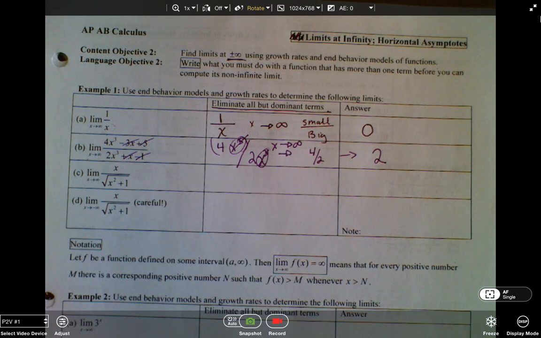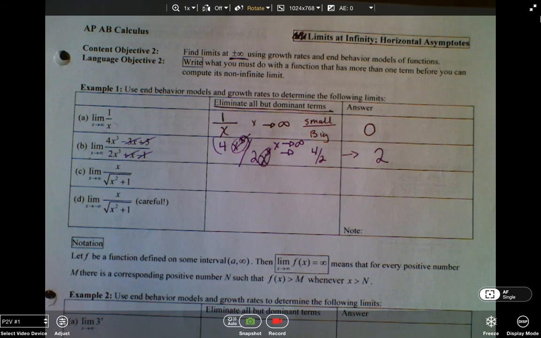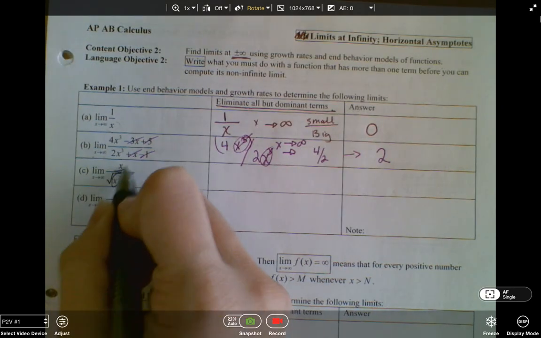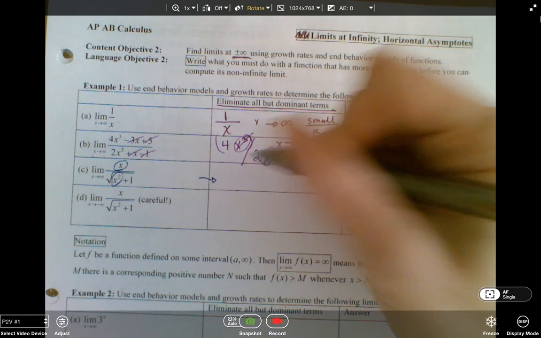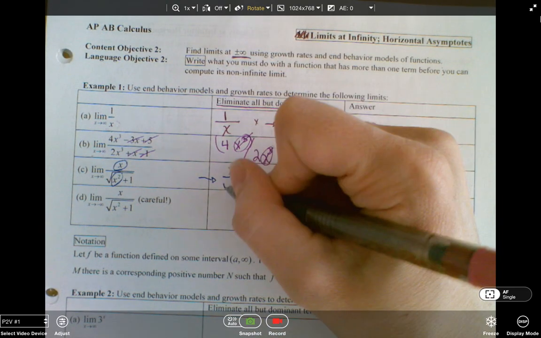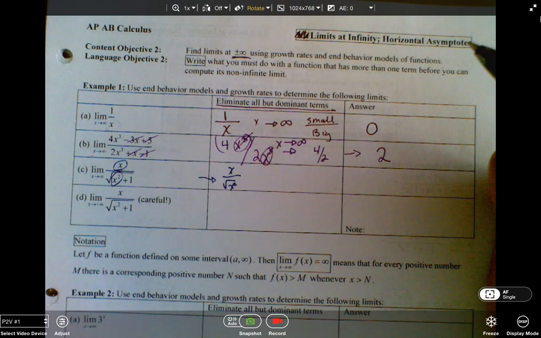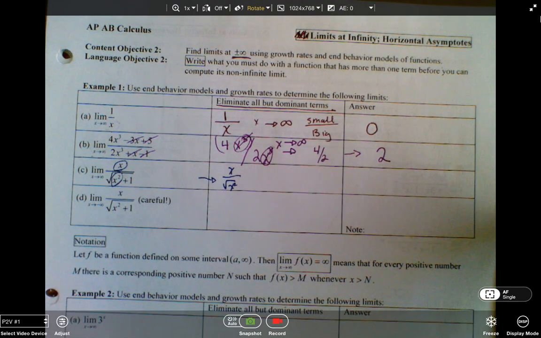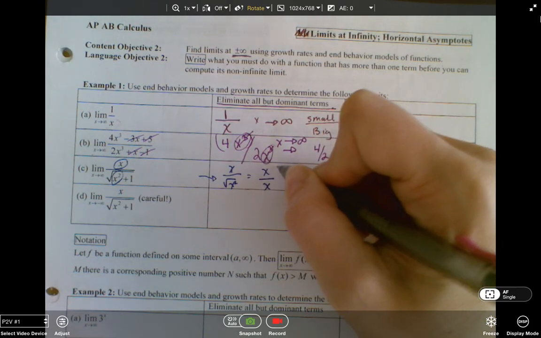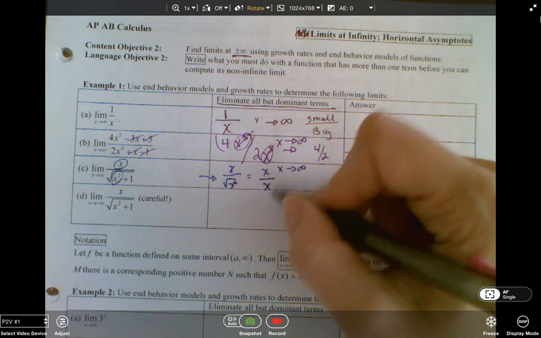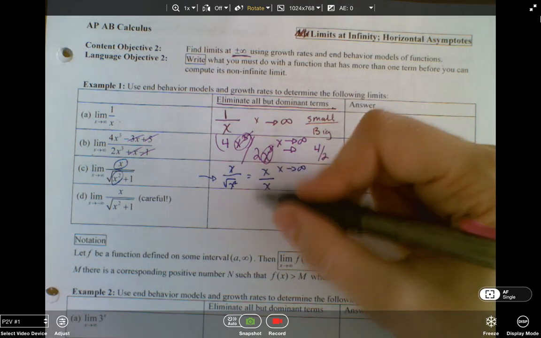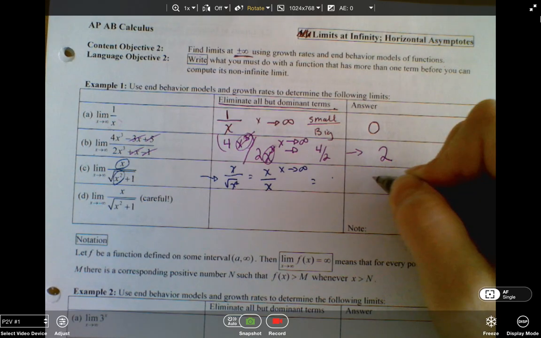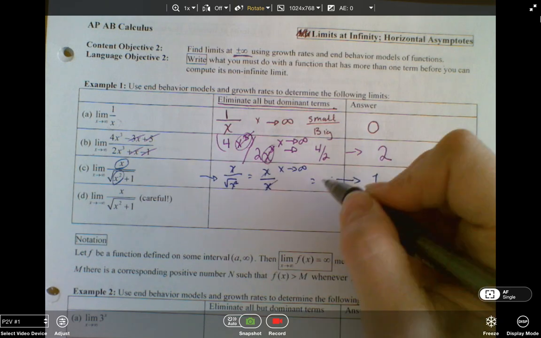Okay. This one, we're going to do the same thing. We're going to rewrite it with only our dominant terms. So here we would have only this guy and only this guy. So we're going to rewrite it as x over the square root of x squared. And what's the square root of x squared? Just x. So as x goes to positive infinity, we're going to get something over itself, which is just going to simplify out, and we're left with 1.